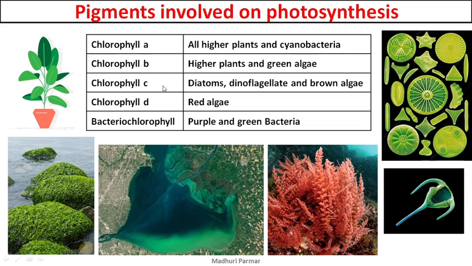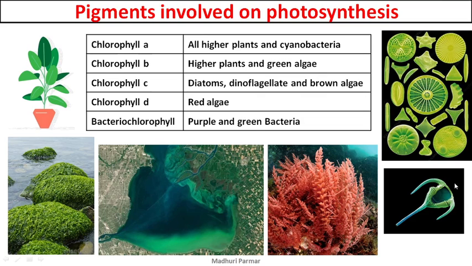Then chlorophyll C, which is present in diatoms. These are the diatoms. They are unicellular autotrophic organisms, somewhat like algae only. So these are diatoms, but they have this skeleton of silica. Their skeleton is made up of silica. Clear? So these are the diatoms.